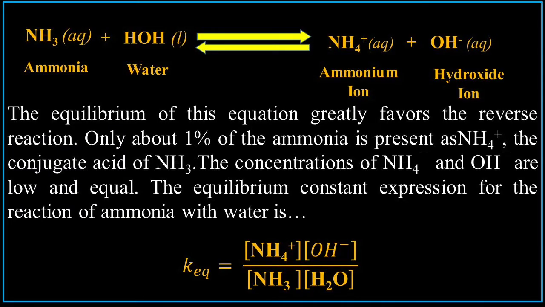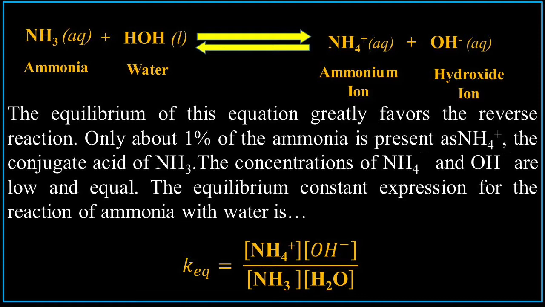Here is ammonia plus water yields the ammonium ion and the hydroxide ion. The equilibrium of this equation greatly favors the reverse reaction. Only about 1% of the ammonia is present as ammonium, the conjugate acid of NH3. The concentrations of ammonium and hydroxide are low and equal. The equilibrium constant expression for the reaction of ammonia with water is listed there.